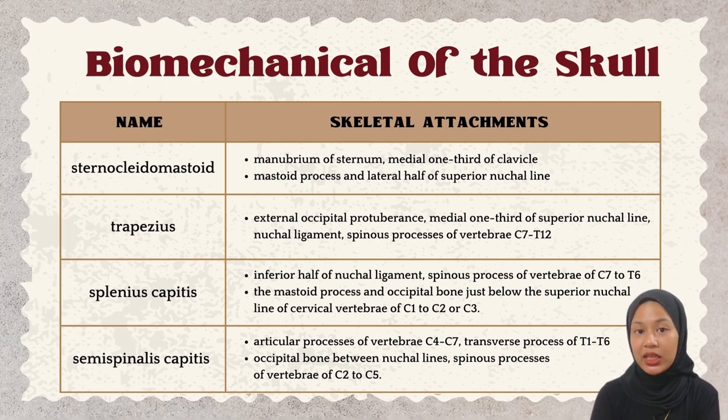Next topic is the biomechanics of the skull. The head, attached to the top of the vertebral column, is balanced, moved, and rotated by the neck muscles. When these muscles contract unilaterally, the head rotates. When they contract bilaterally, the head flexes or extends. The first major muscle that laterally flexes and rotates the head is the sternocleidomastoid. The skeletal attachments of the sternocleidomastoid are the mastoid process and lateral half of the superior nuchal line, and also the manubrium of the sternum and the medial one-third of the clavicle.